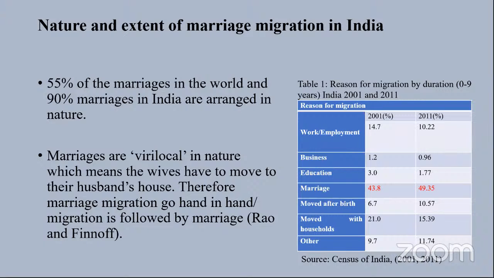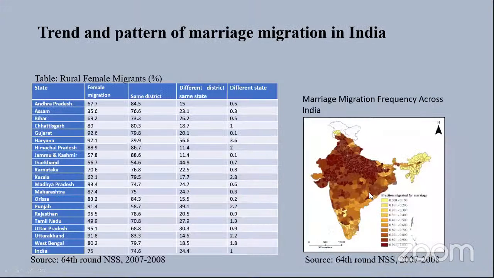The nature and extent of marriage migration: although there are significant regional differences, most of India practices some form of local village exogamy. That is, a woman leaves her natal home and moves to her husband's place. Because of this, almost three-fourths of women in India migrate from their place of birth. These are the two datasets from 2001 and 2011, which show that marriage is one of the most important causes of migration in India. The trend and pattern of marriage migration in India: marriage migration varies substantially across the country. The figure shows the frequency of marriage migration as measured by NSS.